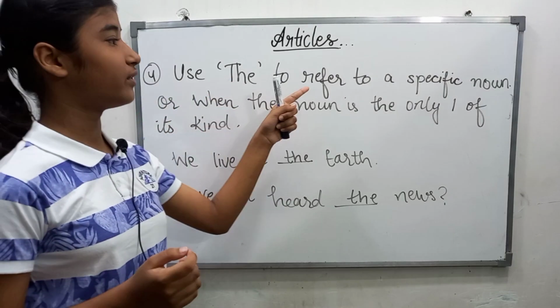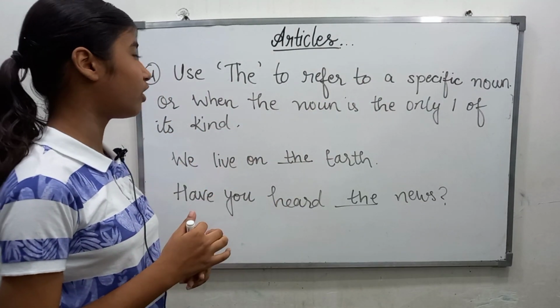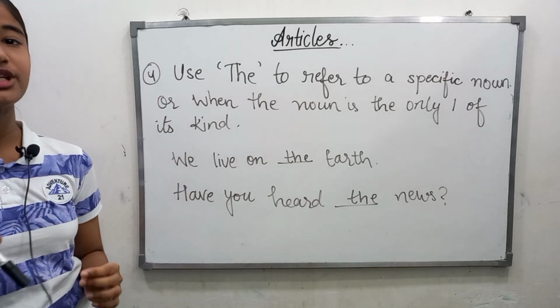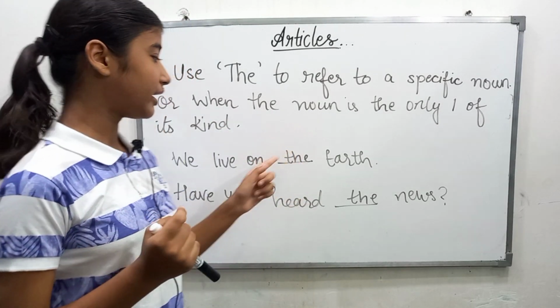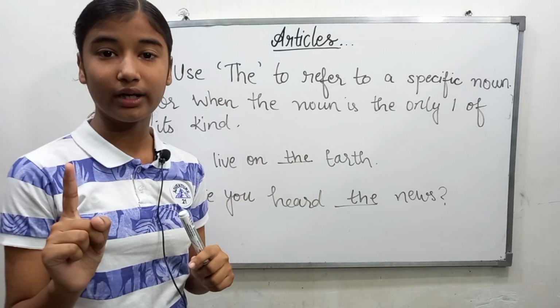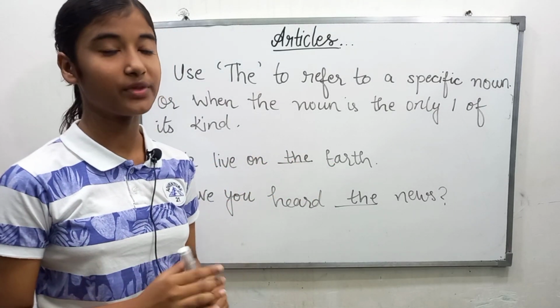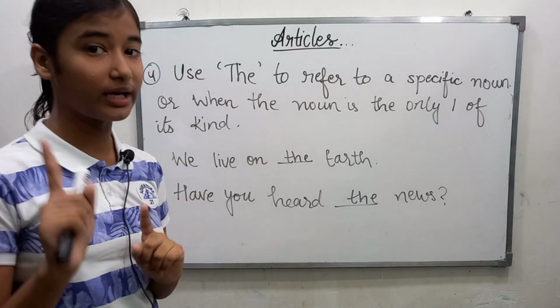Use "the" to refer to a specific noun, or when the noun is the only one of its kind. So you are going to use "the" when you're talking about one specific thing. Like in the example, we live on the earth. Now, there's only one earth in our solar system. That's why we should put "the", because it only has one of its kind.